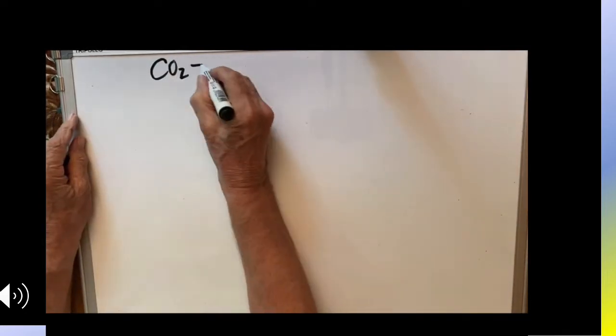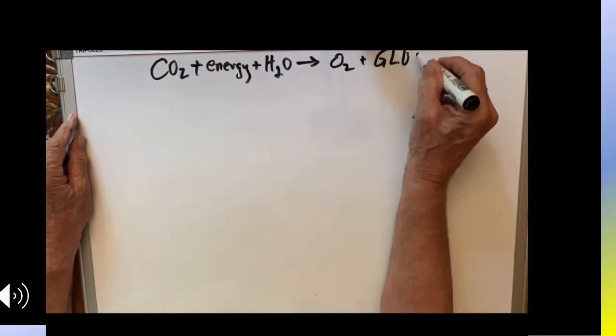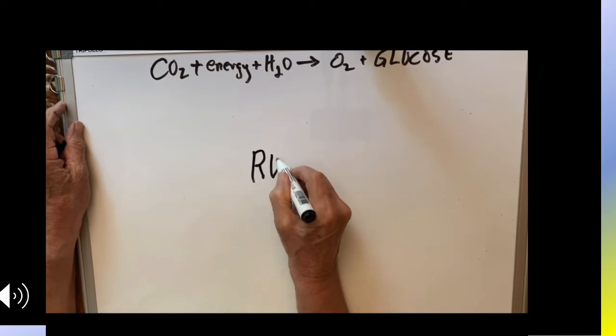When introducing the concept of photosynthesis, I usually present a very simple formula, the basic photosynthetic formula, where you have carbon dioxide plus energy plus water yields glucose and oxygen. Now, what's not frequently said right at the beginning is that this chemical process is mediated by an enzyme called Rubisco, the most common enzyme in the world.